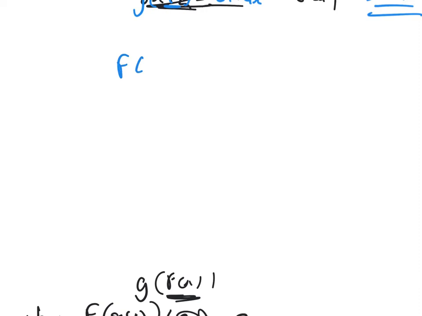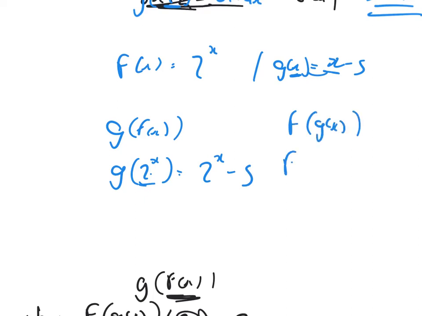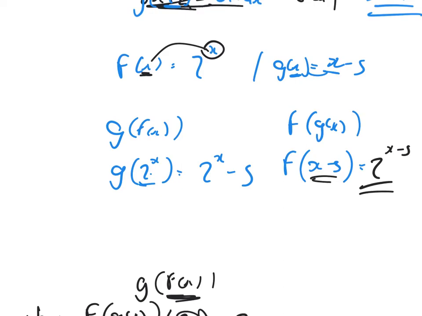Okay, let's say f of x equals 2 to the power x, and g of x is equal to x minus 5. So g of f of x, g of 2 to the power x. The g function is whatever's in the bracket, you write it down and take away 5. Okay, for f of g of x, that's f of x minus 5. The f function is 2 to the power whatever's inside the bracket, so 2 to the power x minus 5.